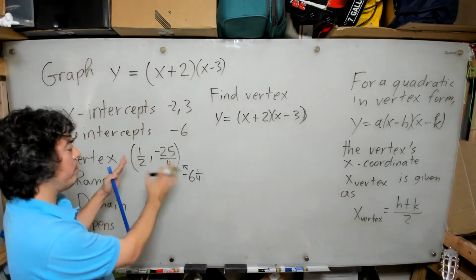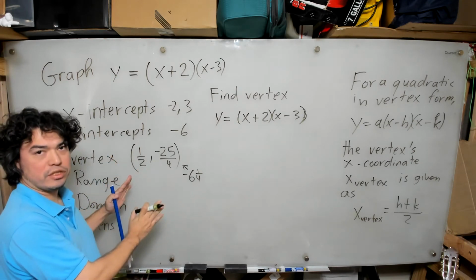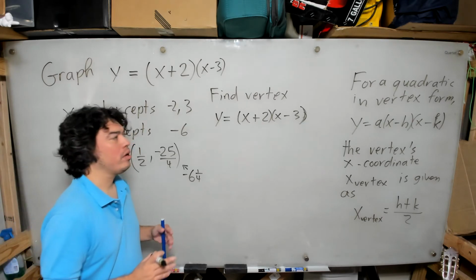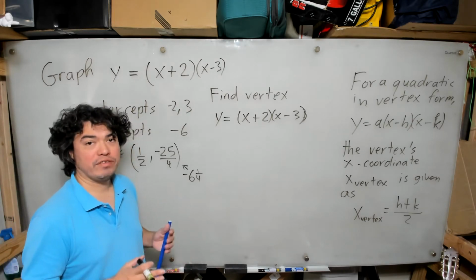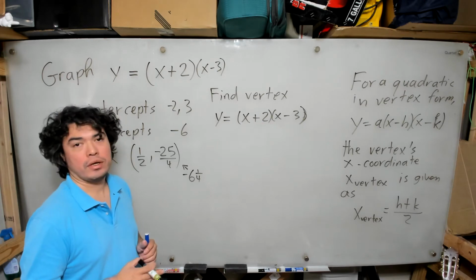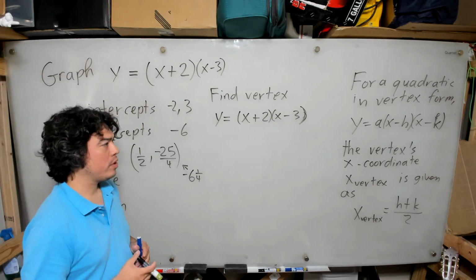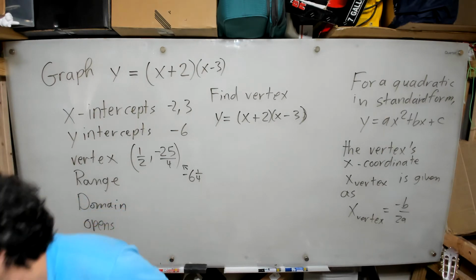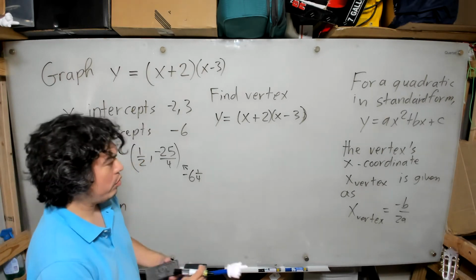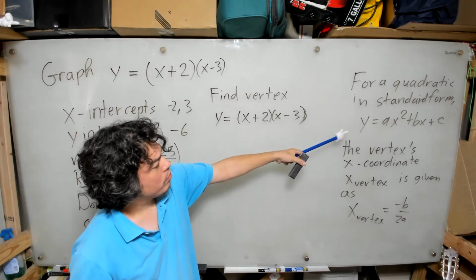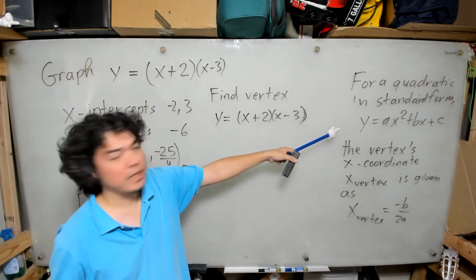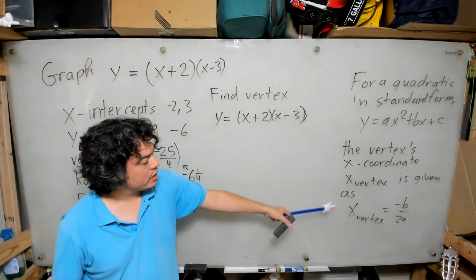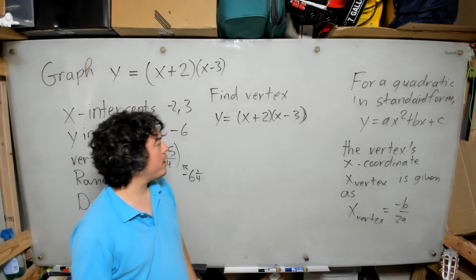Okay, so we already got the vertex. We could already plot it based on this vertex. But I also want to show you how, if we wanted to, we could have still done the x vertex from the past. Okay? So let's do that here. For a quadratic in standard form, for example, y equals ax squared plus bx plus c, the x coordinate of the vertex, which we labeled the x vertex, is given by x vertex equals -b over 2a.